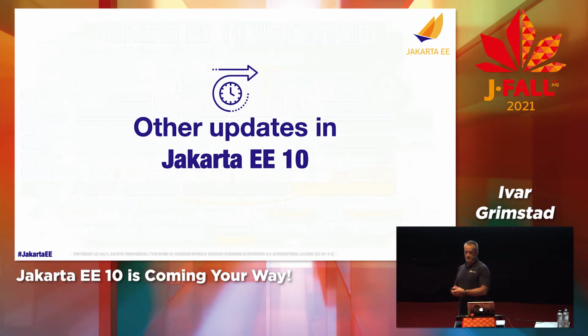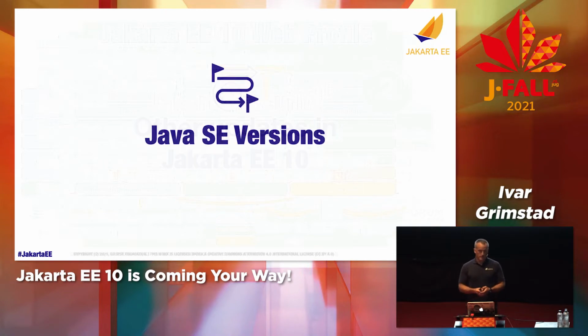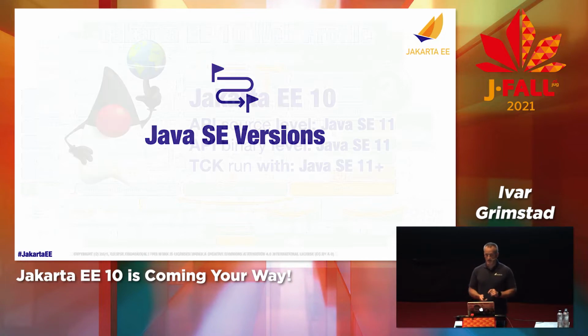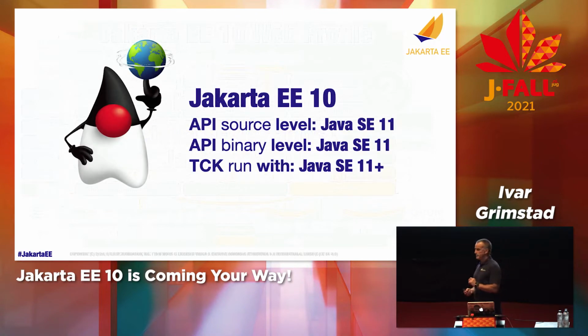Other updates come in 10. We're sort of aligning to Java SE. In Jakarta EE 10, or at least we're defining a strategy for how to align. So you remember from Jakarta EE 8, 9, and 9.1, the API source level and API binaries were compiled to Java 8. But the TCK there runs on 8 and 11. What we're doing with 10 is that we're raising the source level of the APIs to Java SE 11.